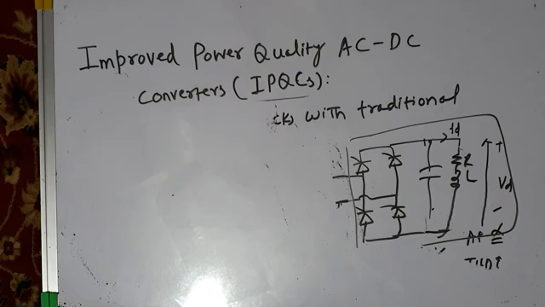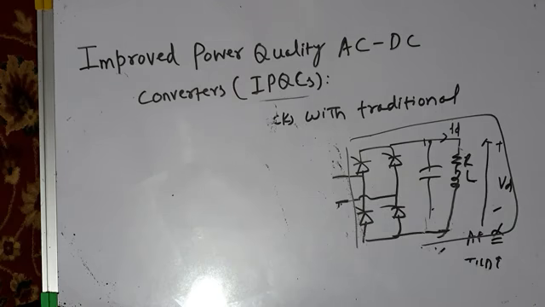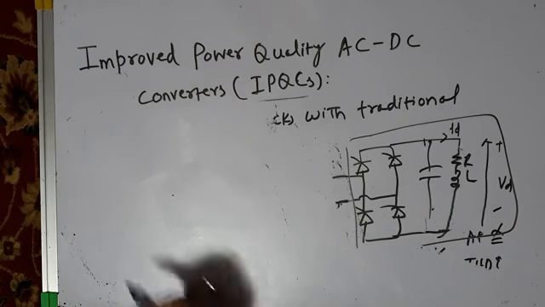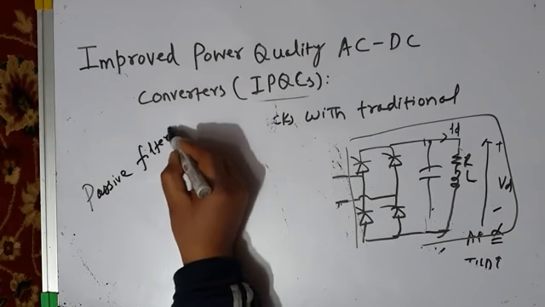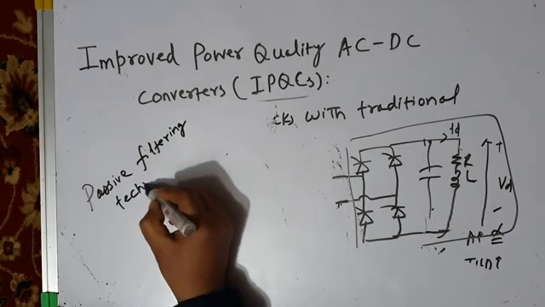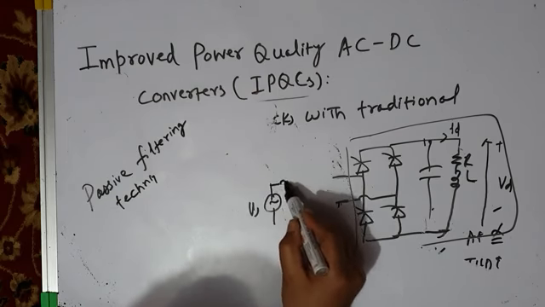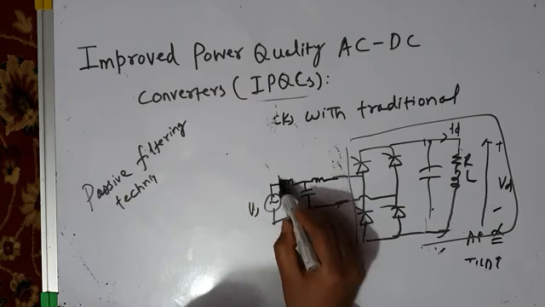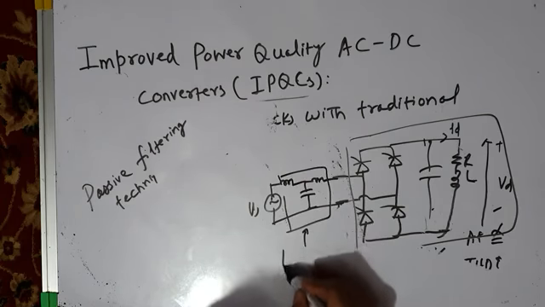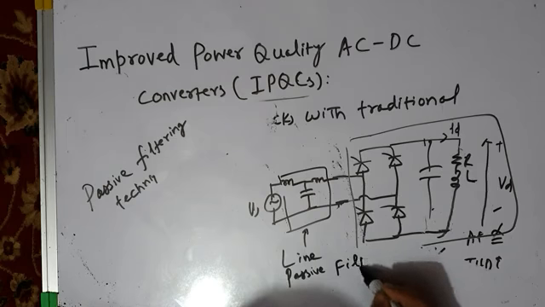And in fact, many decades back, of course, the researchers tried to improve the power quality of these traditional AC to DC converters by using passive filtering technique. In passive filtering technique, they used filters. For example, you can use filters like this, LC filters like this. This is one variety of LC filter. इसको आप line filter भी कहते हैं. This is your line passive filter, which is basically LC filter.